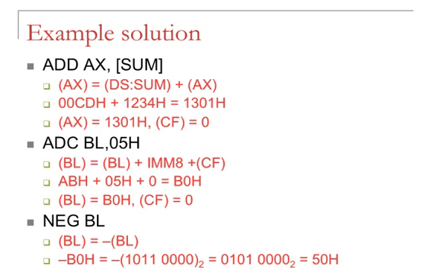Isn't that BL AB? BL was AB before we do ADC. Alright, so after BL changed to B0, you're going to keep using the final B0? Yeah, because this is ADC BL, 05H. Remember, this is the destination. This operand is supposed to have the final result. We're going to update it. That's the meaning of the destination. So whatever final result is produced will be stored into the destination operand.